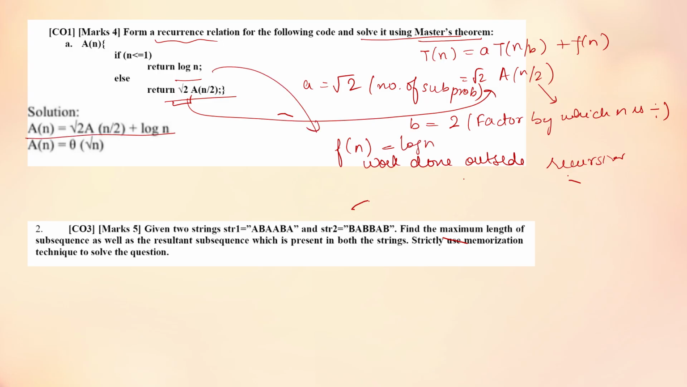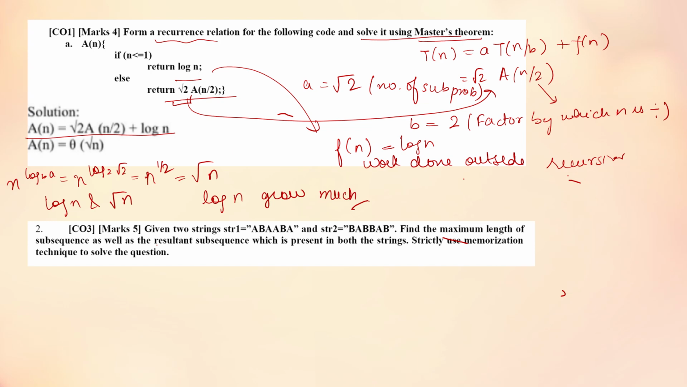So you form your equation. Now when you have found your equation, you calculate n to the power log b of a. This will be n to the power log 2 of root 2. This comes out to be n to the power 1 by 2, that is root n. Now in case of comparison between log n and root n, we know that log n will grow much slower than root n.